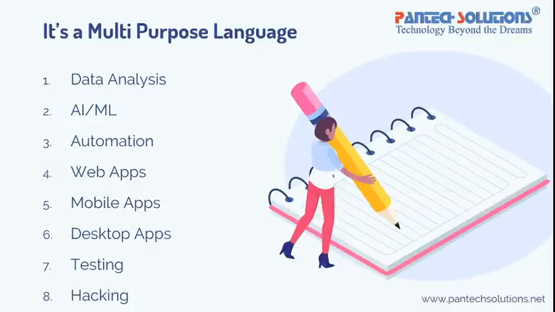And then mobile apps: if you want to develop any application for iOS or mobile, sometimes it will be useful. And desktop apps like antivirus software or McAfee. Then testing: after software engineers develop an application, we need to test that application, so for that purpose also we can use it. And at last, hacking. It's used for hacking purposes also.